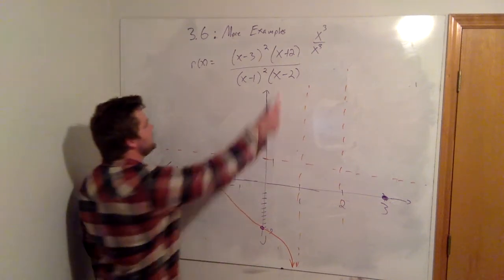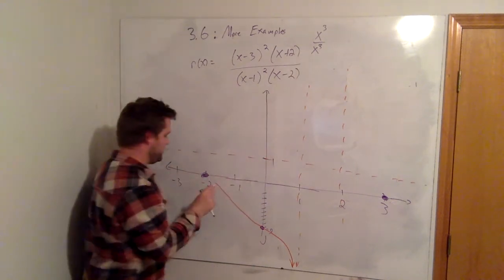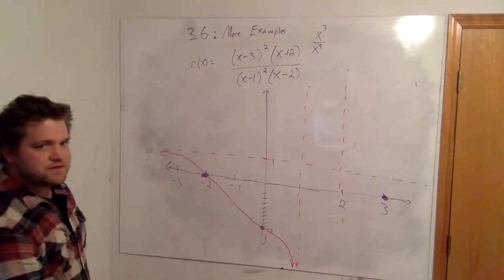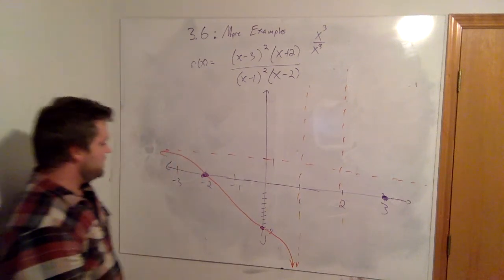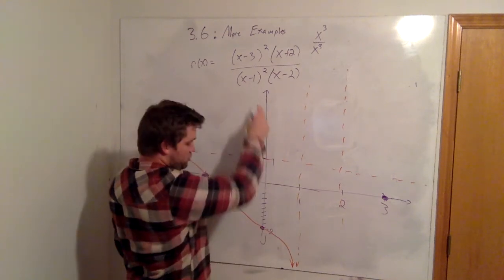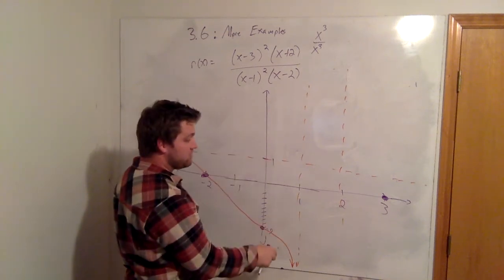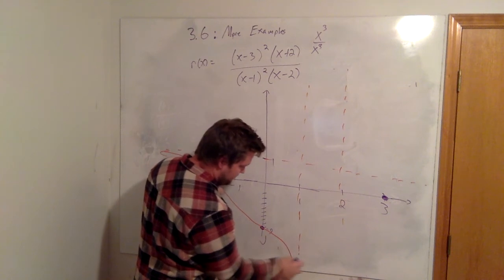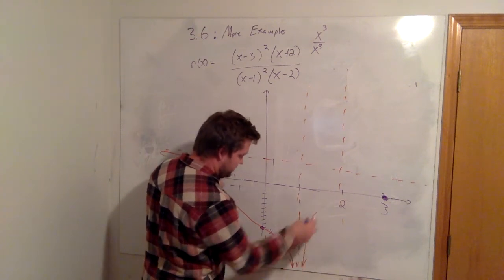Is it going to cross through -2? Yes, it has a multiplicity of 1. It'll cross through and it'll settle on its end behavior. So the graph has to be doing something like this. Okay, so x equals 1 has a multiplicity of 2, so it's going to have the same action on both sides of these asymptotes. If this graph was going down here, it also has to be going down here.